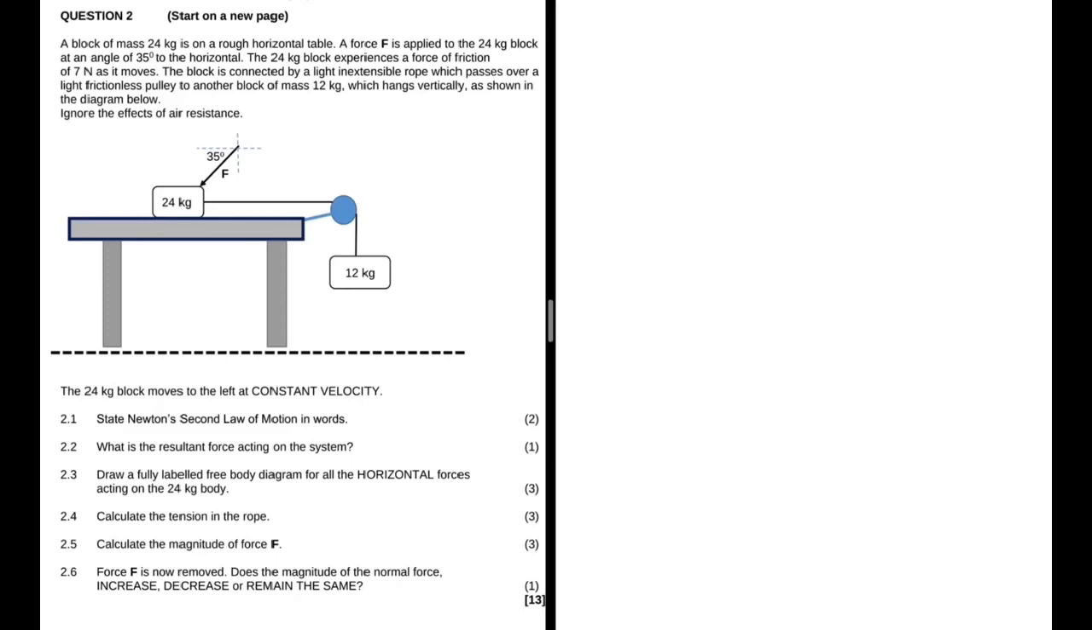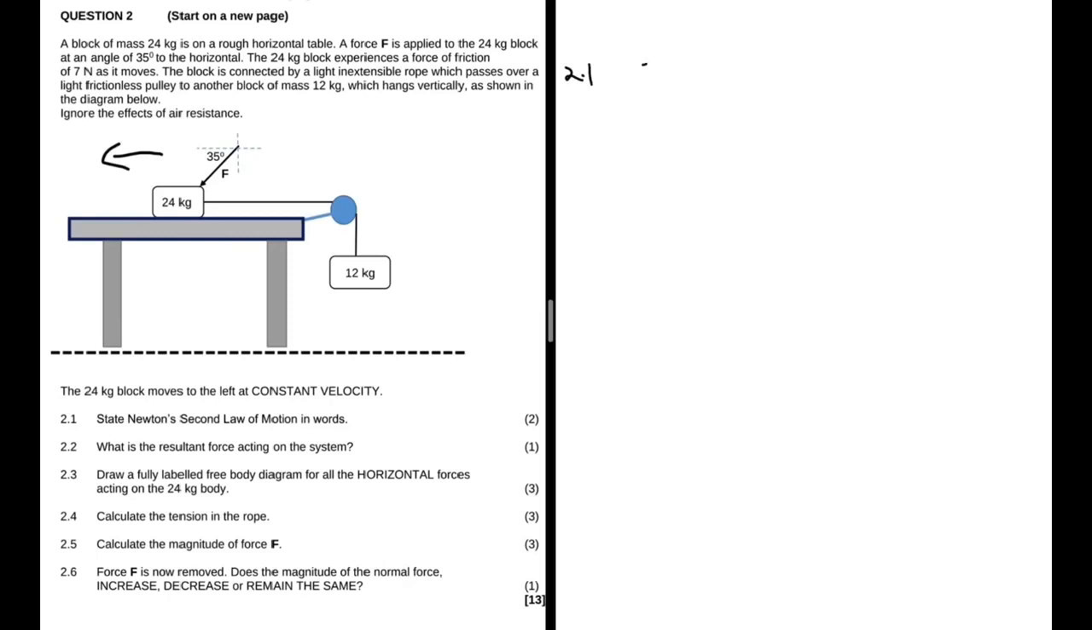It goes on to say that the block is connected by a light inextensible rope which passes over a light frictionless pulley to another block of mass 12 kg, clearly indicated on the sketch, which hangs vertically as shown in the diagram below. And we are told to ignore the effects of friction, as we always do. And then it goes on to say that the 24 kg block moves to the left at a constant velocity. So the 24 kg block is moving to the left. Let's just indicate that. And then now 2.1 says state Newton's second law of motion.